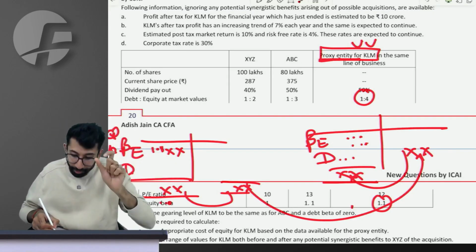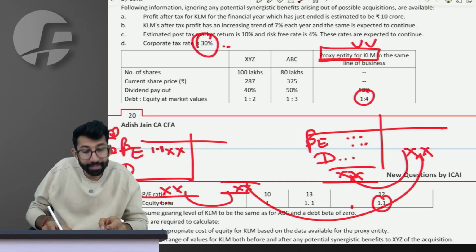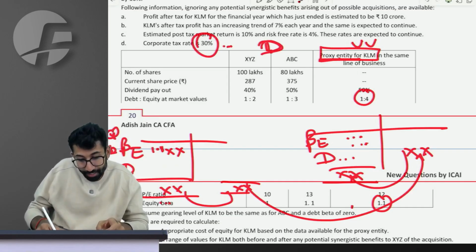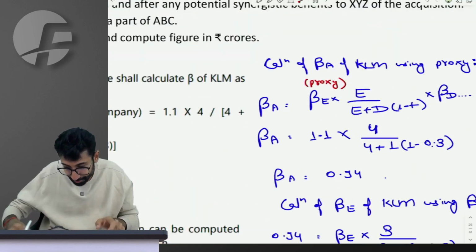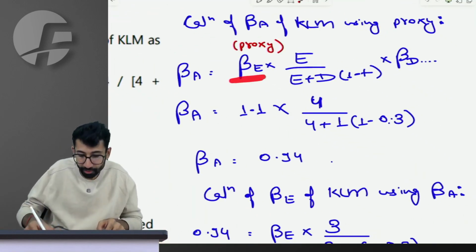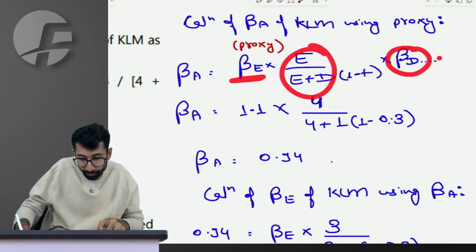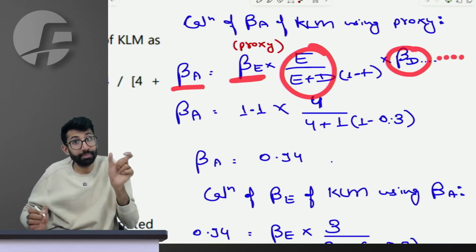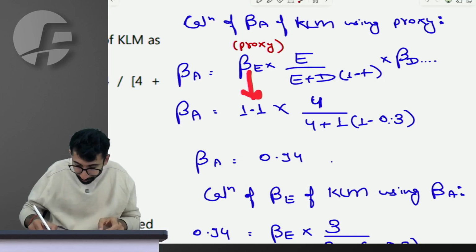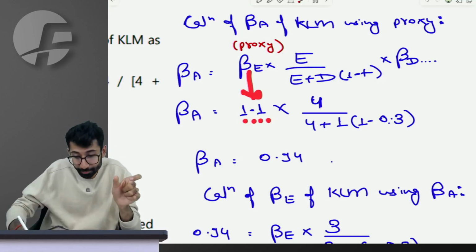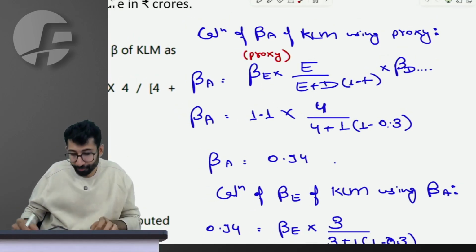Remember one thing, when we do the weighted average, if the tax rate is given, then whenever you have D, we take the D as D(1 minus T). What is the formula of weighted average? Really simple. Beta of equity into the weight of equity, plus beta of debt into the weight of debt, is the weighted average beta, the asset beta. Beta of equity is 1.1 of the proxy company I'm talking about. What is the weight of equity?